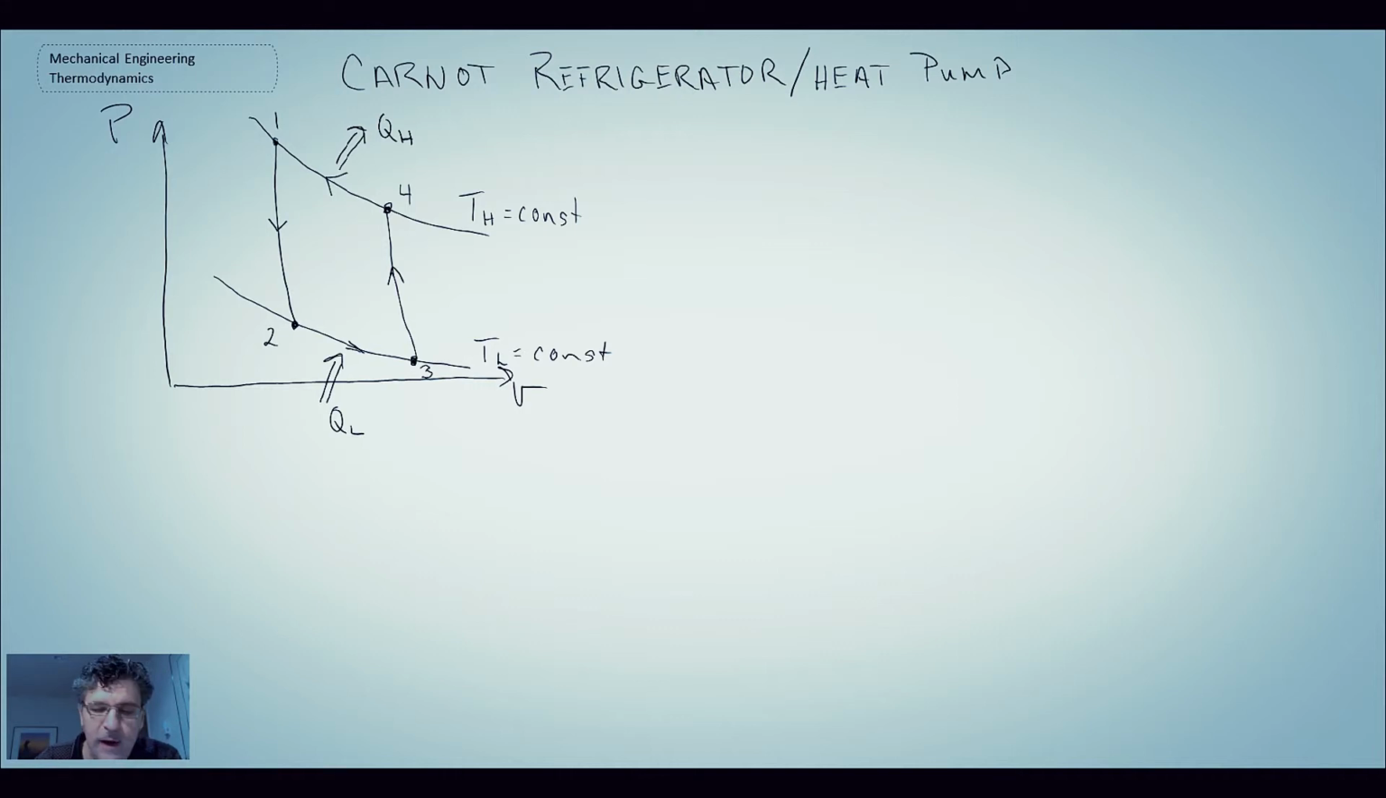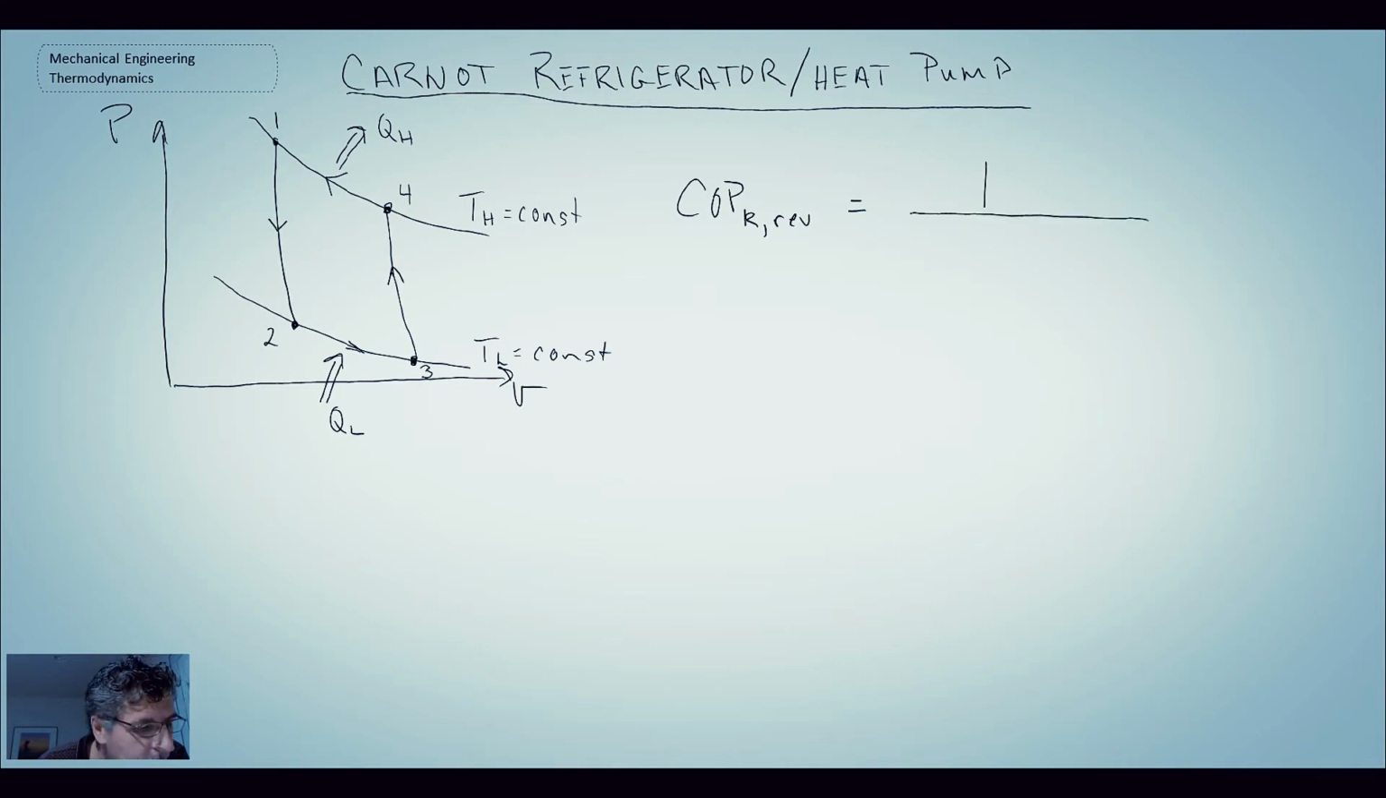So what we're going to do now is take a look at the coefficient of performance for the Carnot refrigerator or heat pump, and we'll write out the expressions. So the coefficient of performance for refrigeration, and I put REV there to denote the fact that this is for a reversible cycle. So that's an expression for the coefficient of performance.